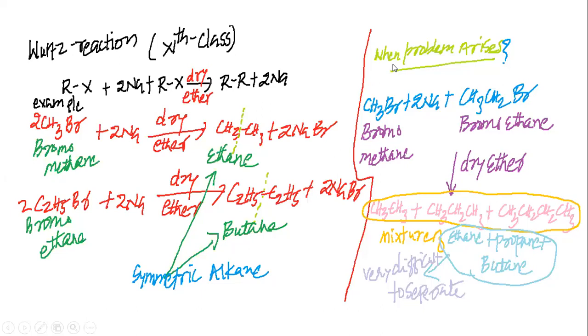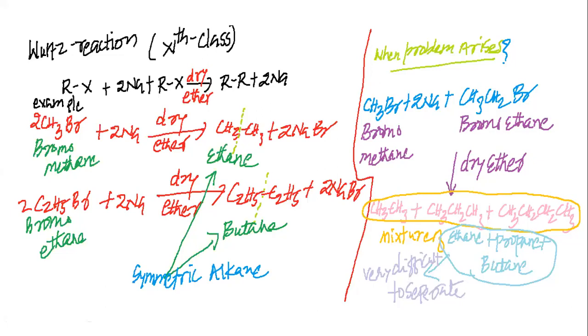But there is one problem with the Wurtz reaction. The problem arises when you mix two different types of alkyl halides. One alkyl halide we have taken is bromomethane, another is bromoethane, and we have taken sodium metal in the presence of dry ether. In this case, we will get a mixture of ethane, propane and butane. This mixture is very difficult to separate.